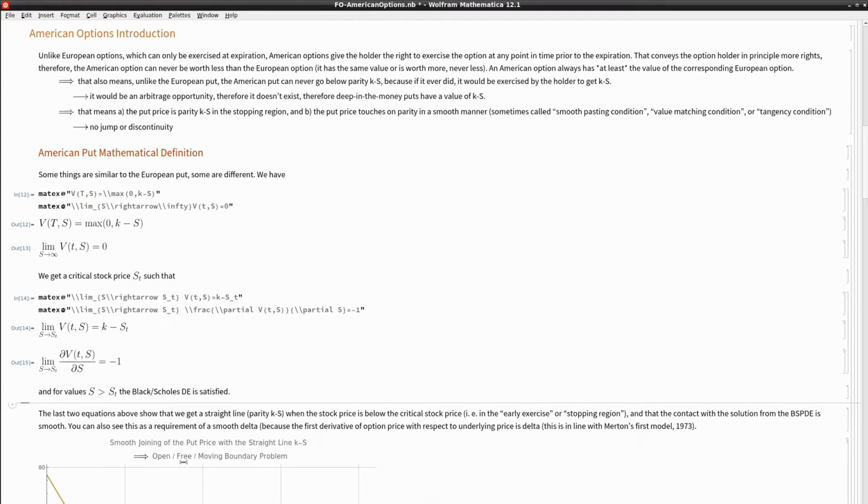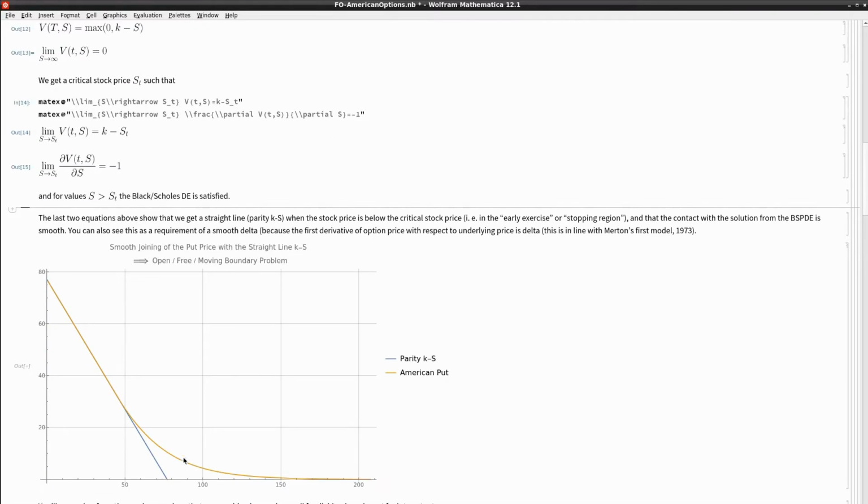So the last two equations above show that we get a straight line, parity k minus s, when the stock price is below the critical stock price. And that is sometimes called the early exercise region or the stopping region. And that the contract with the solution from the BSPDE is smooth. That is, we have exactly a smooth pasting of the orange curve onto the blue curve at a critical stock price that at this point we don't know yet and haven't computed yet.